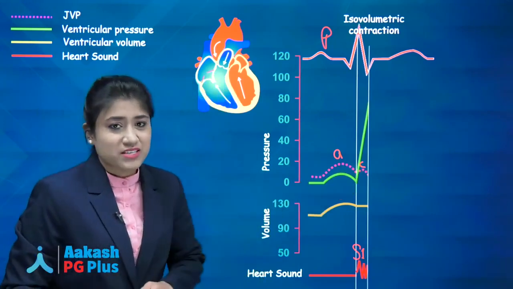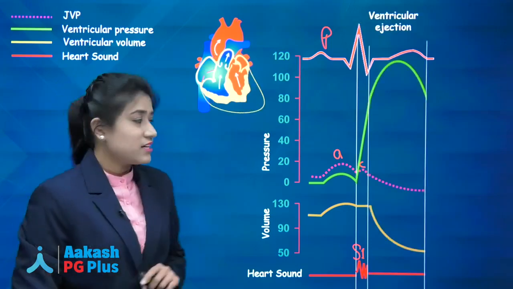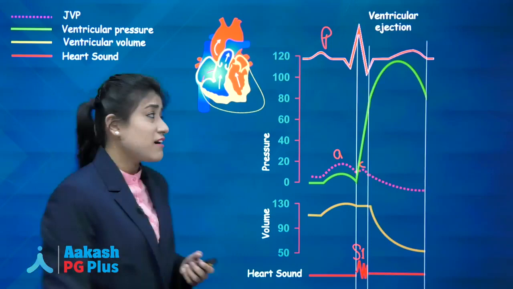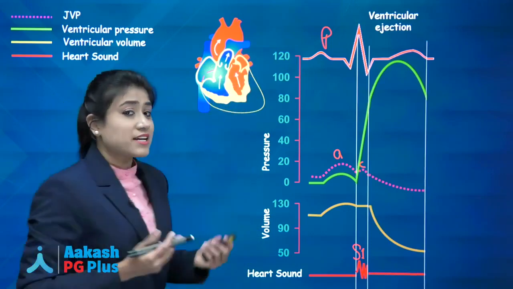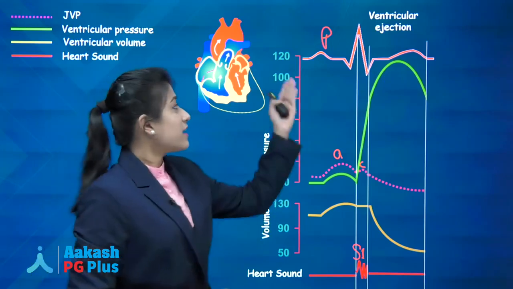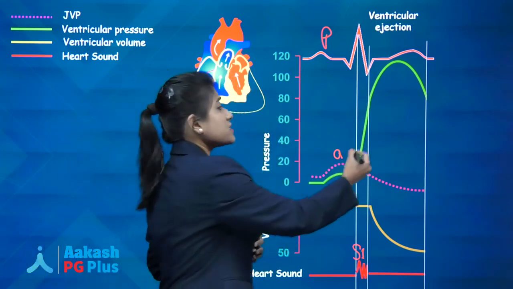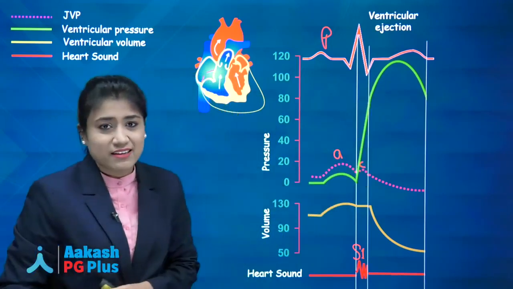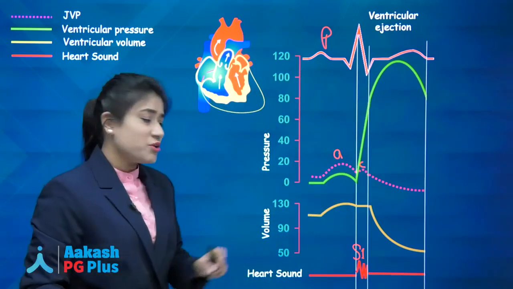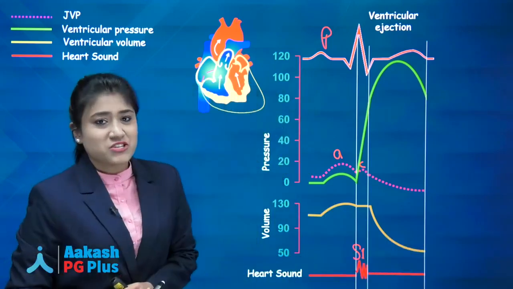What is the next phase after the isovolumetric contraction? There is ventricular ejection. Ventricular ejection starts when the semilunar valves open. Now, blood is ejected from the ventricle into the aorta and into the pulmonary trunk. Now, here you can see the ventricular pressure is increasing. And what is happening to the ventricular volume? Ventricular volume is decreasing.